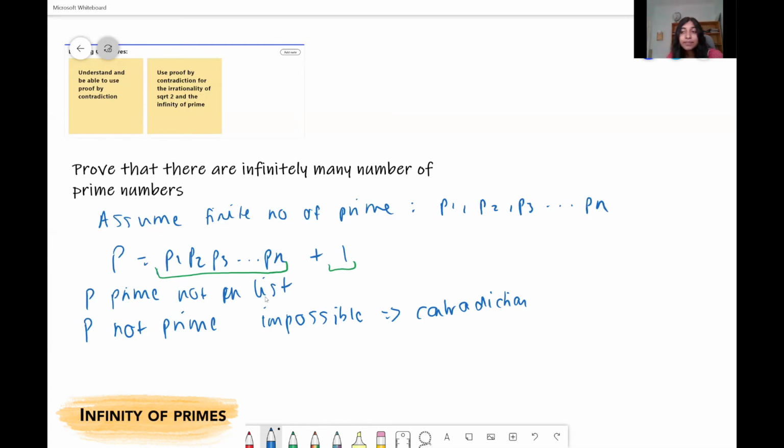So because this can't happen, if it's not on the list, then that's the immediate contradiction. And if it's impossible for P not to be prime, which means that it has to be prime, then therefore there is not a finite number of primes, and therefore by contradiction there's an infinite number of prime numbers.